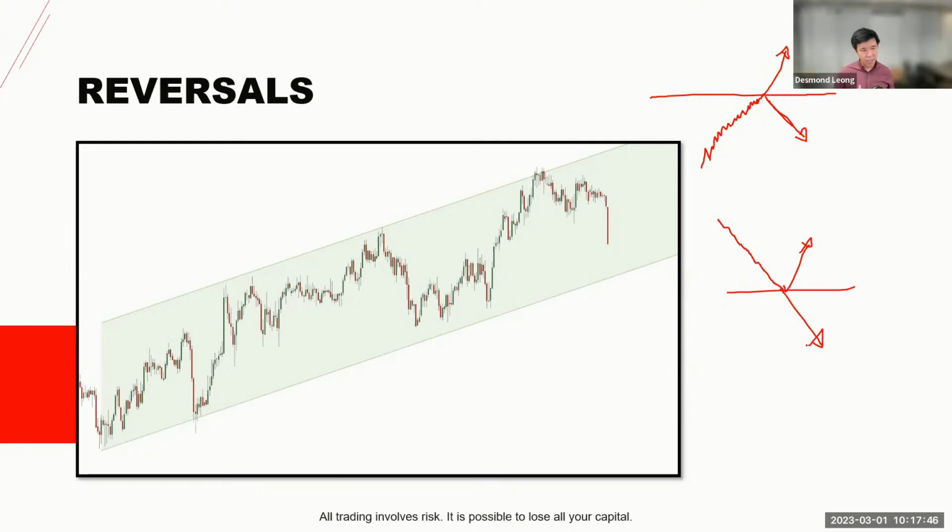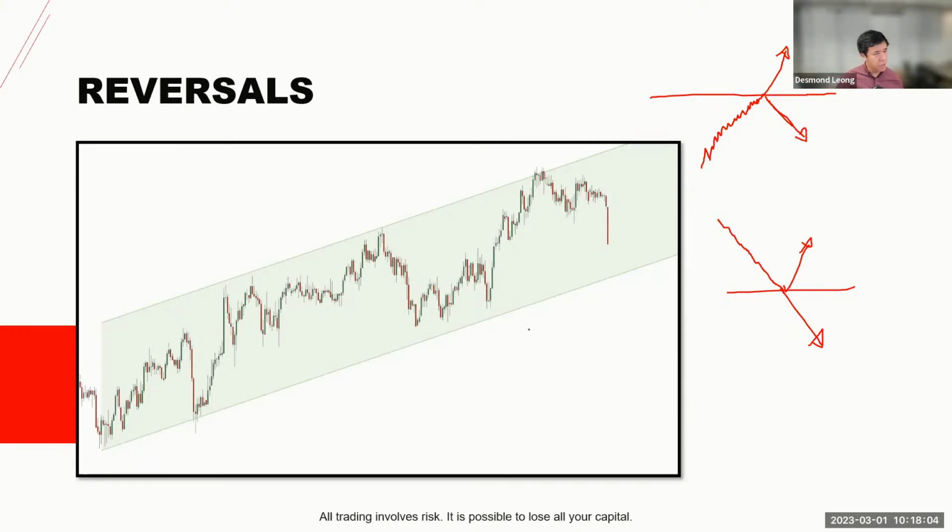Now, candlestick patterns are very useful in helping you get a good chance of forecasting this accurately, of forecasting a bounce, a reversal, or a breakout, depending on your candlestick pattern. Let me show you why.